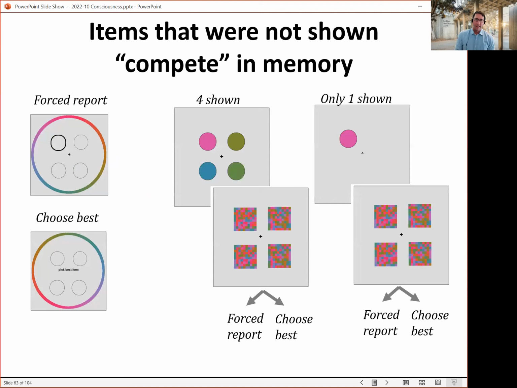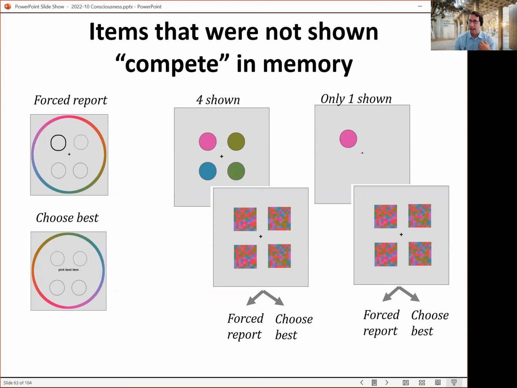Okay, so we've done lots of stuff on this. I'll just show you one experiment that I think is kind of cute, where we presented people 4 colors and then probed them on one. And we have 2 ways we probe them. Sometimes we say, hey, what color was in the top left?